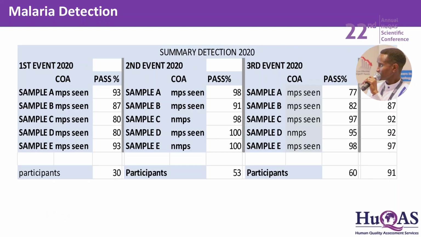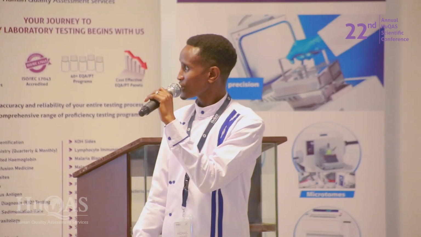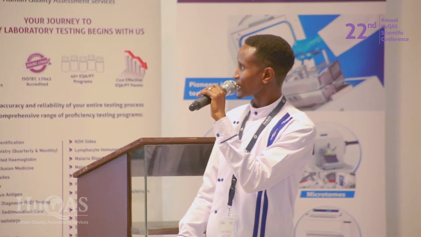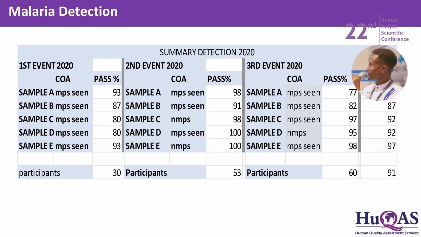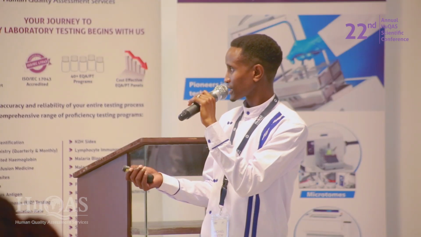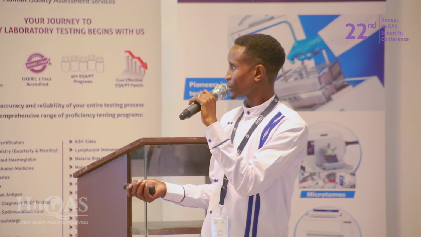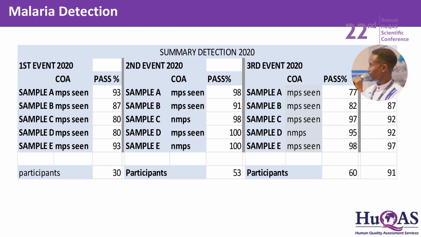Now, we'll go to some data to see what happened. For the first test event 2020, second test event 2020 and third test event 2020, that is how the performance was. The slides were given where we had known cases. So that is how the performance was, and you can see this is the performance pass.